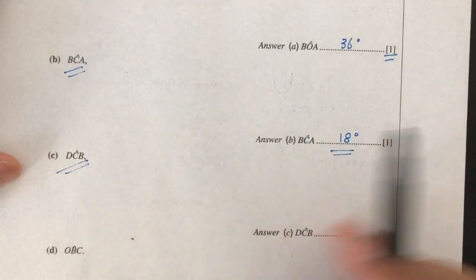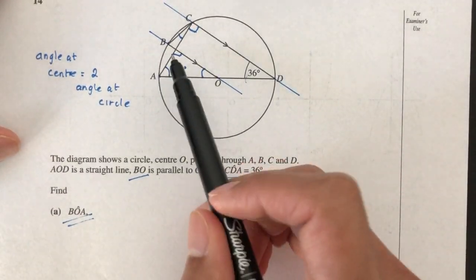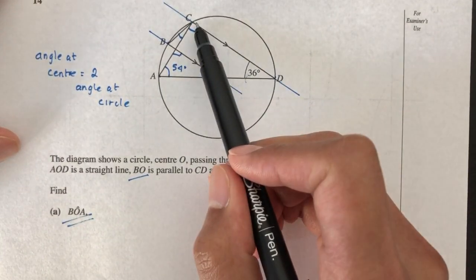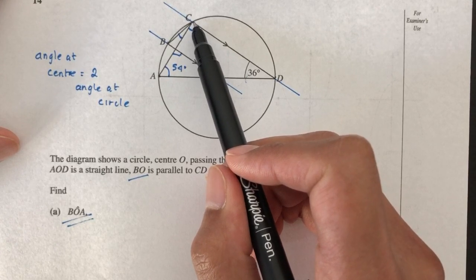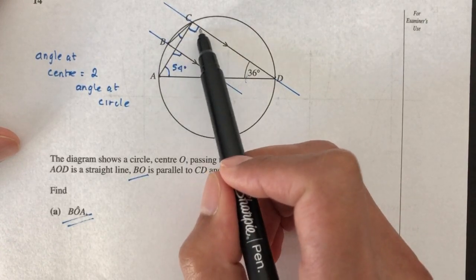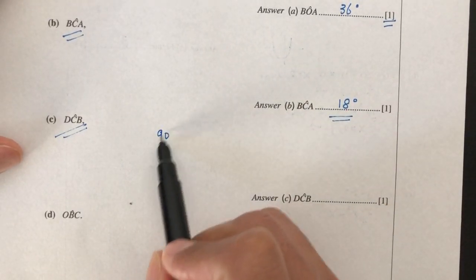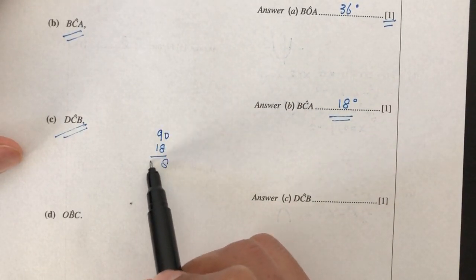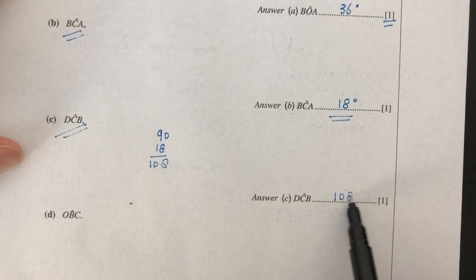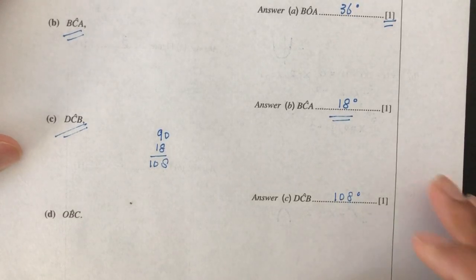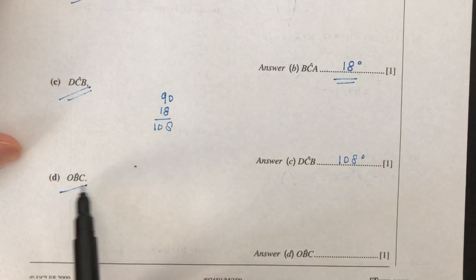Now for part C, find DCB. So D is here, C is here, and B is here. So this will be 90 plus 18. So 90 plus 18, that will be 8 and 10, so 108 degrees.